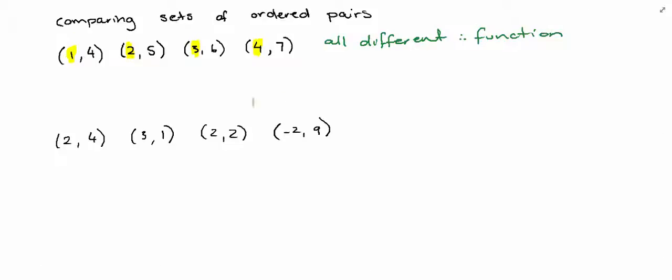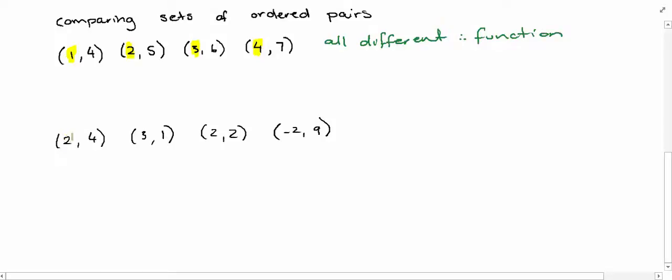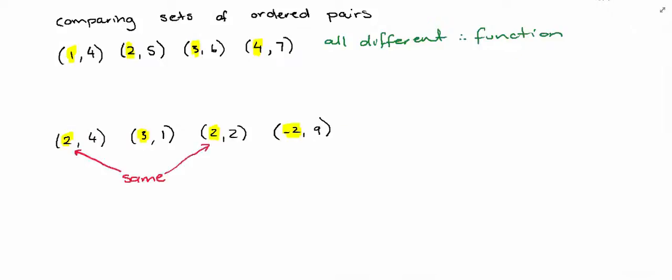If we were to now have a look at this other set of ordered pairs down here, once we start having a look through, we compare all of these x values. We can see that we've got 2 different ordered pairs there with the same x value. For that reason, we would say that this is not an example of a function.